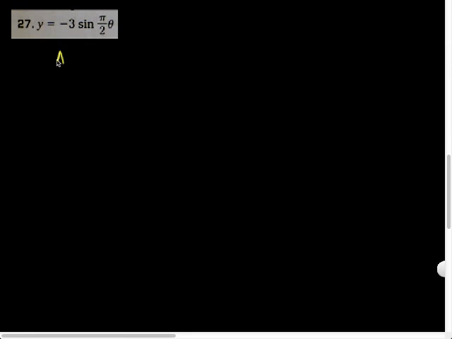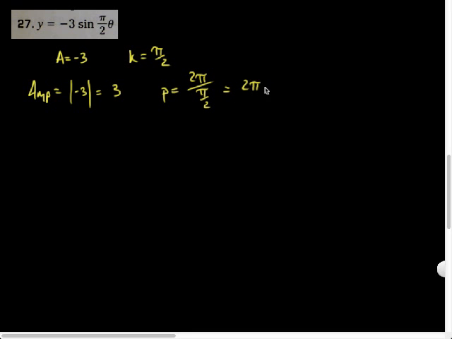So here the value of A is equal to -3. The value of K is pi over 2. So to find the amplitude, that's going to equal the absolute value of -3, which is +3. To find the period, I'm going to do 2 pi divided by pi over 2, which, dividing by pi over 2, is the same as multiplying by its reciprocal. And I think you would agree that these pi's would cancel each other out, right? And then 2 times 2 is 4. So the period is 4. And the amplitude is 3.